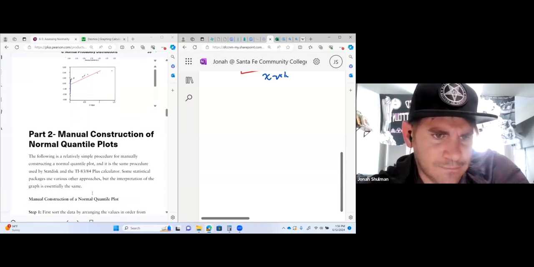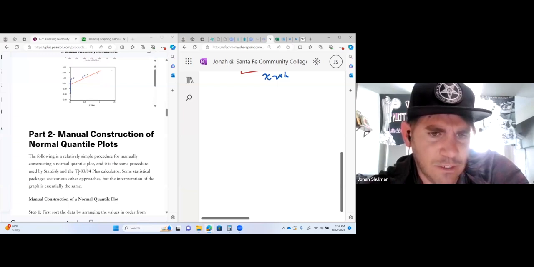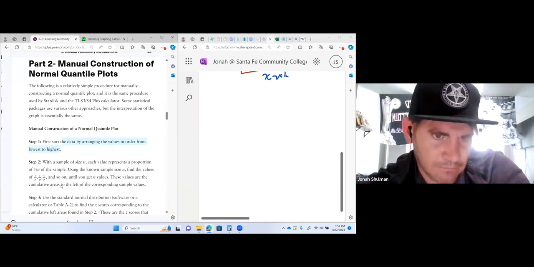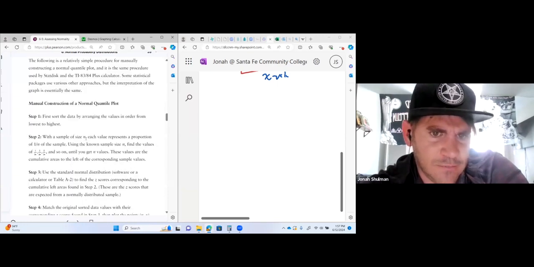So the following is a relatively simple procedure for manually constructing a normal quantile plot, and it's the same procedure used in StatDesk and this fancy graphing calculator. Some packages use various other approaches, but the interpretation of the graph is essentially the same. First, sort the data by arranging the values from lowest to highest. With a sample size of n, each value represents a proportion of 1 over n of the sample. Using this n, find the values of 1 over 2n, 3 over 2n, 5 over 2n, okay? And so on until you get the n values.